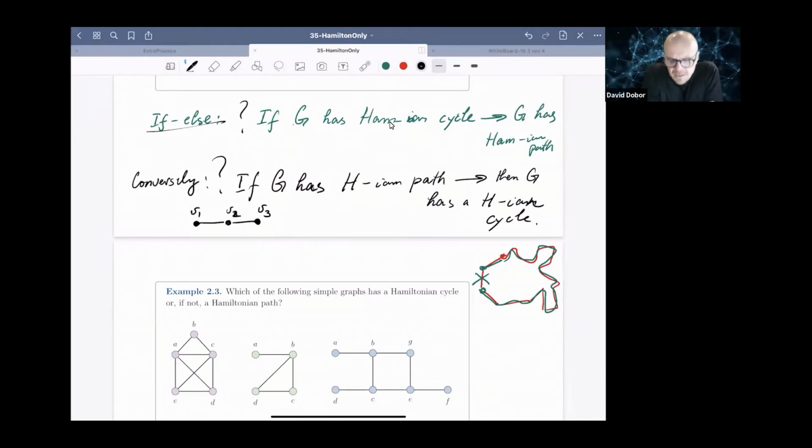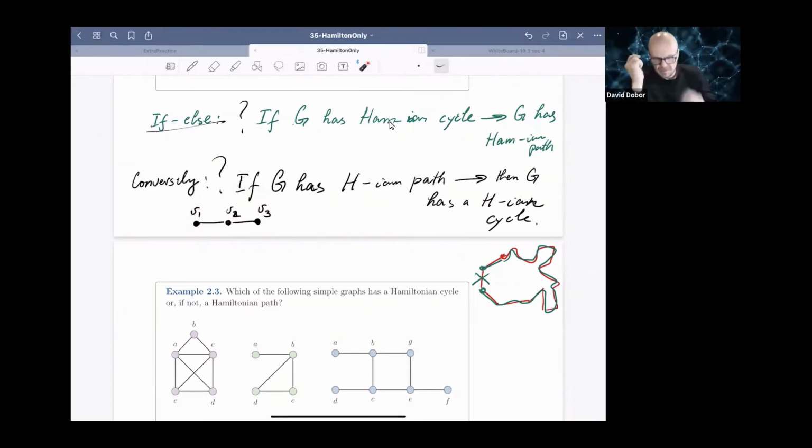If you start at V1 to end back at V1, you must get to V3, which you must reach, and there is only one way to reach V3. Once you get to V3, there is no way of getting back to V1 without passing the vertex V2 to which you've already been. So there is no Hamiltonian cycle here. Okay, but there is a Hamiltonian path.